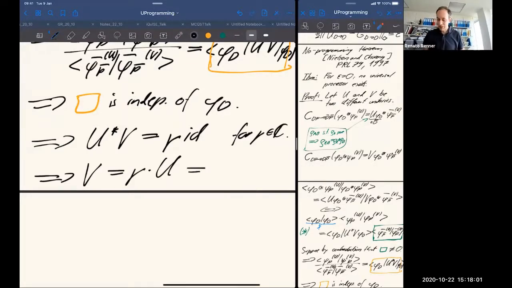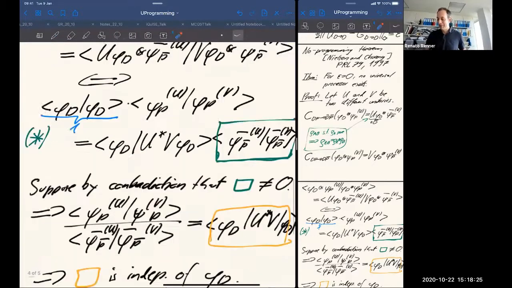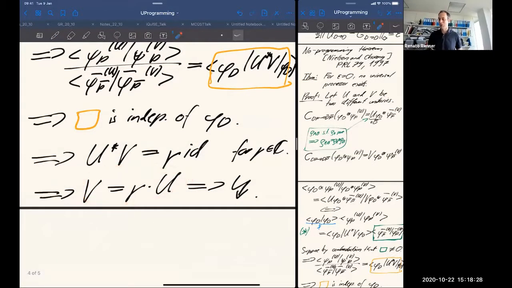But this is a contradiction because, here I assume that U and V are two different unitaries. I should have added that by different, I mean different by more than just the global phase. Because if they're the same up to a global phase, then they're the same computation. So by different, I really mean that there's no way to write one as a scalar times the other.